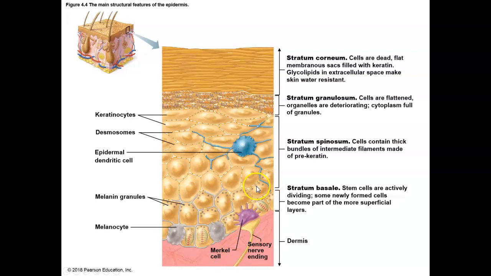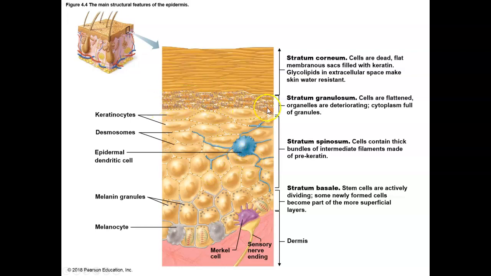The spinosum layer then is the layer in which the cells start producing keratin continuously. So there's here some living keratinocytes producing lots and lots of keratin. Within this layer, we also have these epidermal dendritic cells. Dendritic cells are immune system cells that recognize the invasion of bacteria or viruses and send signals to our immune system.